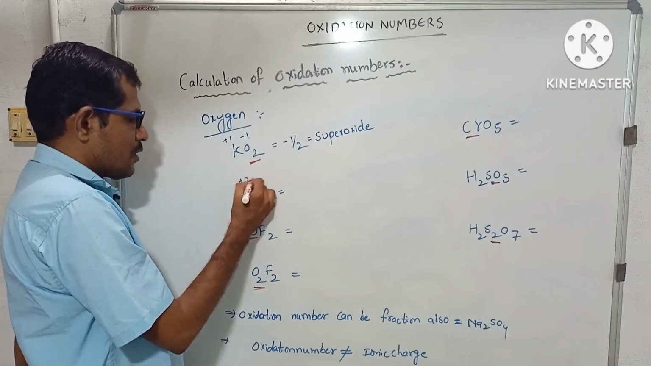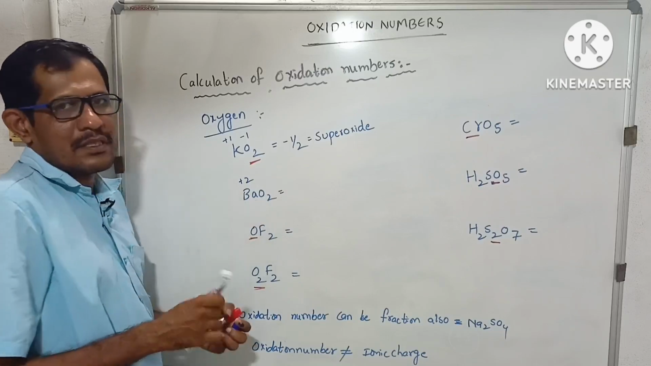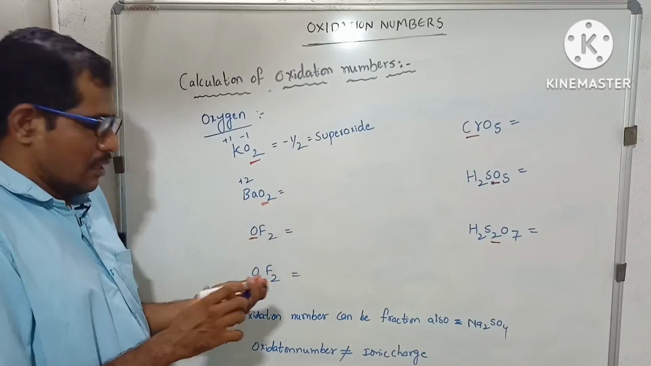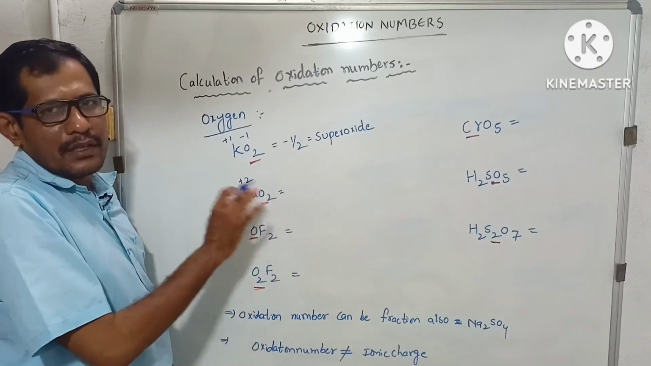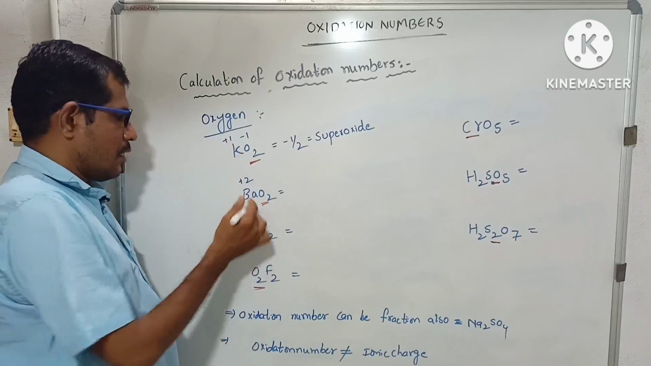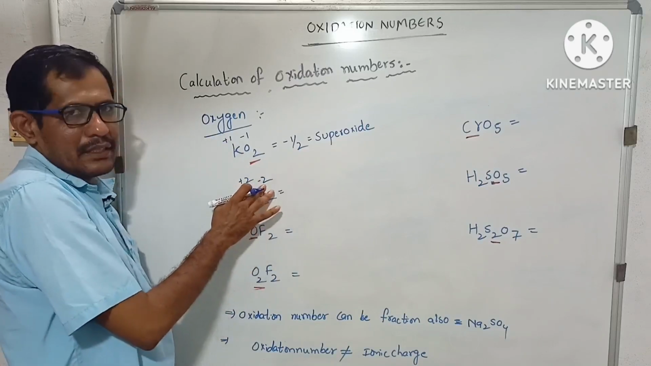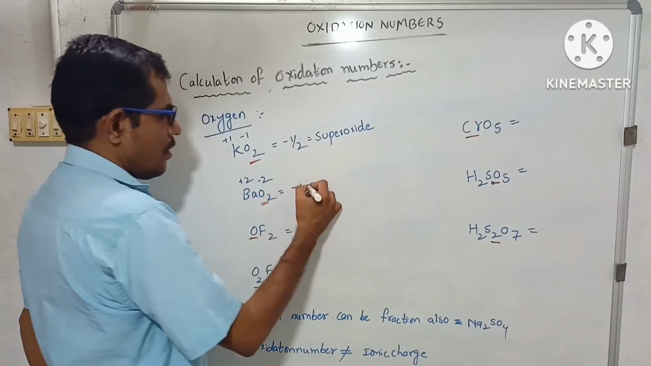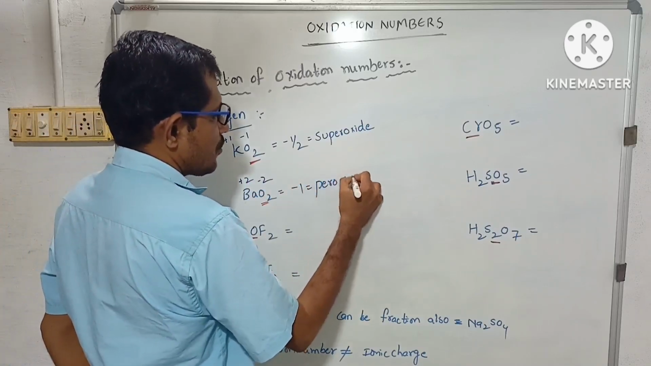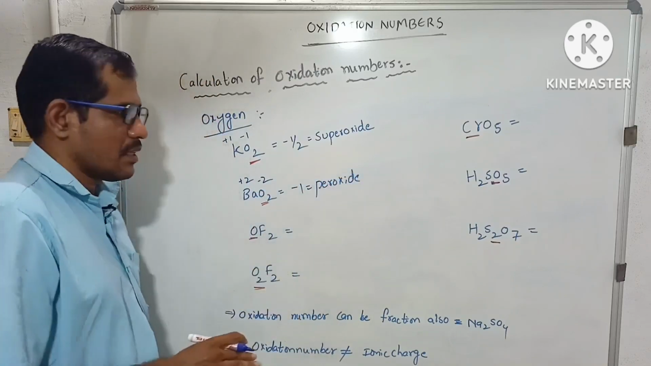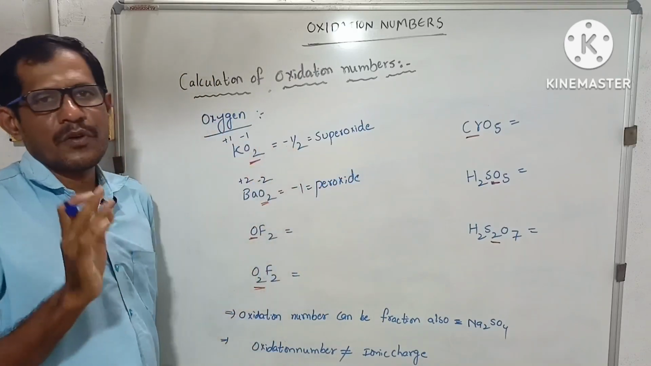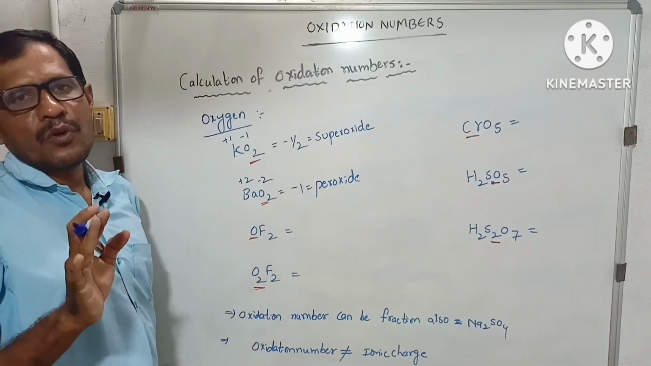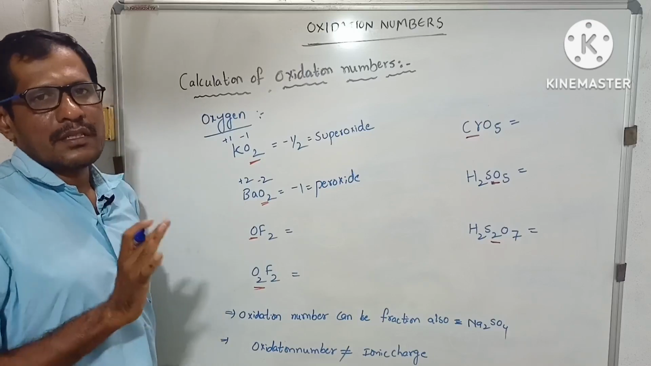For BaO2, second group elements always show plus 2 oxidation state. The molecule itself whole is neutral. So here minus 2 we need to write, right? For 2 oxygens minus 2, for each oxygen it is minus 1. So this is called peroxide, right? If oxygen is showing minus 1 oxidation state, that is peroxide. If oxygen is showing minus 1 by 2 oxidation state, that is superoxide, right? If oxygen is showing minus 2 oxidation state, that is oxide, right?